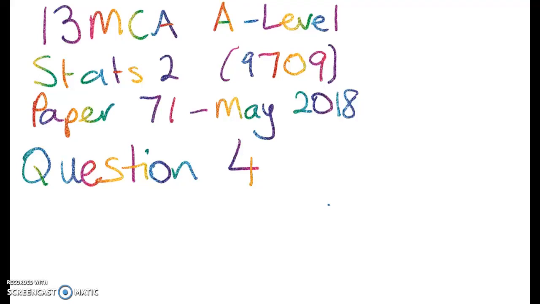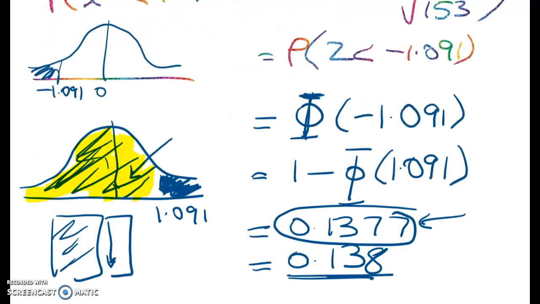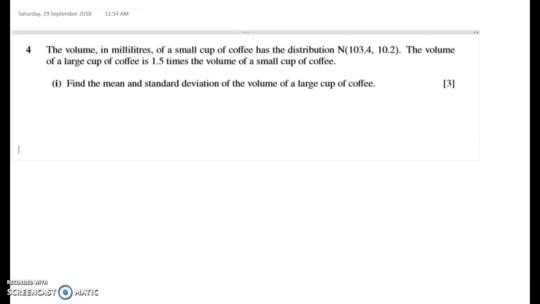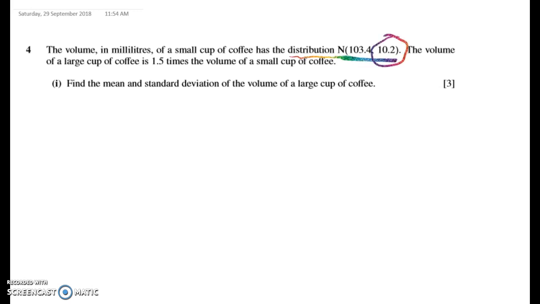Kia ora Year 12, here's question 4 from the May 2018 Stats 2 paper, paper 71. This is a question in which we need to use our rules about combinations of normal random variables. The question goes like this: the volume in millilitres of a small cup of coffee has this distribution. So this is normally distributed with the following mean and variance. Remember that number is giving me the variance, not the standard deviation. And the volume of a large cup of coffee is 1.5 times that.